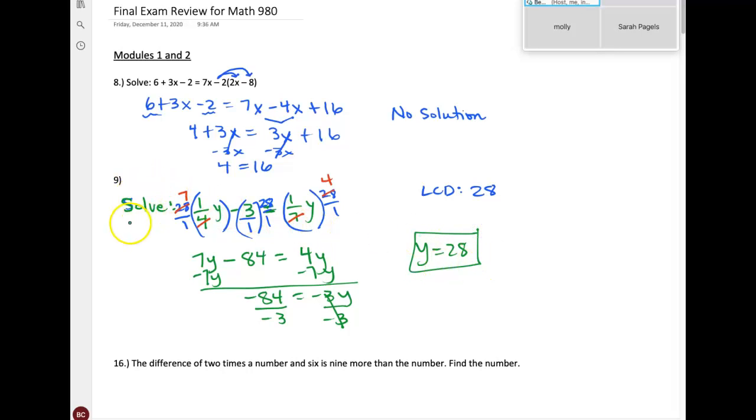And remember, with any of the questions that say solve, you can always check your answer. So you could put what you got for y back into the original, right, and check it. So I would suggest you do this on the test.